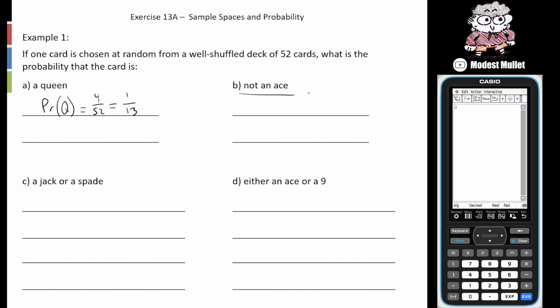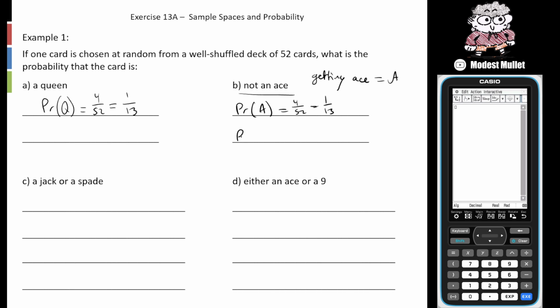Not an ace. Well, as soon as we see a not, this is when it should be ringing alarm bells to maybe try and use the complement. Instead of figuring out how many cards are there that are not an ace, especially when you get something like here where it's not either an ace or a 9, then using complements is a lot easier. So I'm going to say getting an ace. We're going to call that A, and we know the probability of getting an ace is same thing, 4 over 52 or 1 on 13.